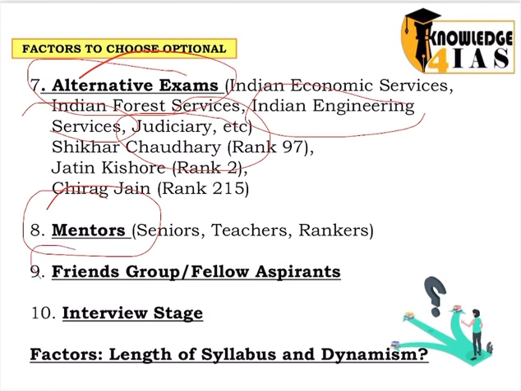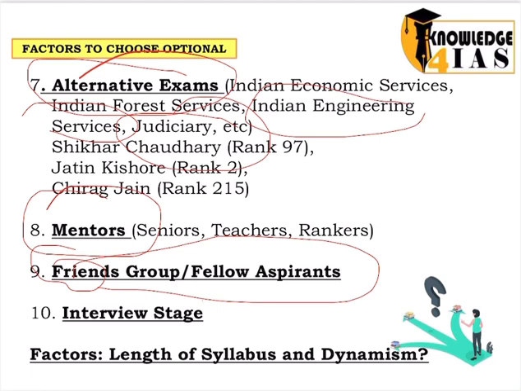Now the factor number 9 is friends group, that is fellow aspirants. I've seen that whenever someone starts preparing for UPSC, he comes in a group. That means, say for example, you are 3 or 4 people, you are from the same school, same college, and you all are at the same footing. That means your interests are approximately the same. And you have to take an optional paper, then why don't you take the same optional paper so that all 3 to 4 people can help each other. In this way you can save your time and your intellect will also increase. So this factor can also be taken into account.